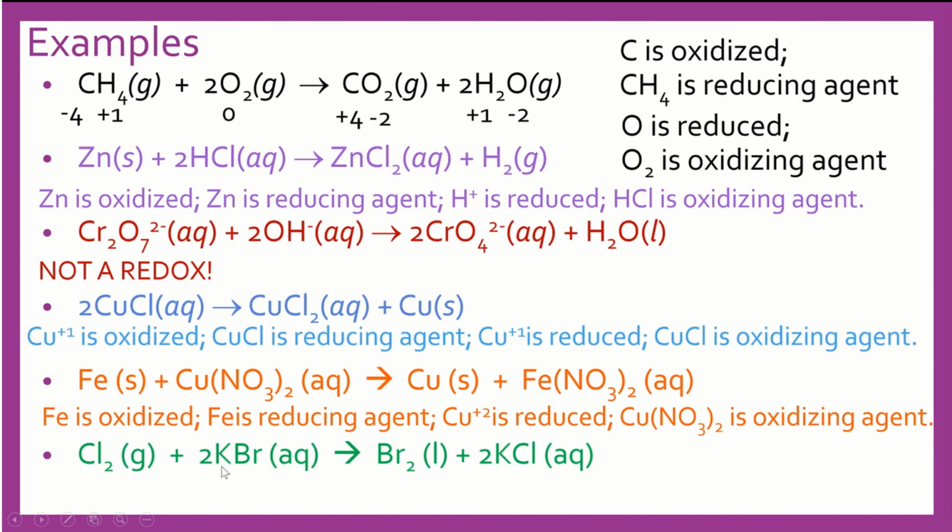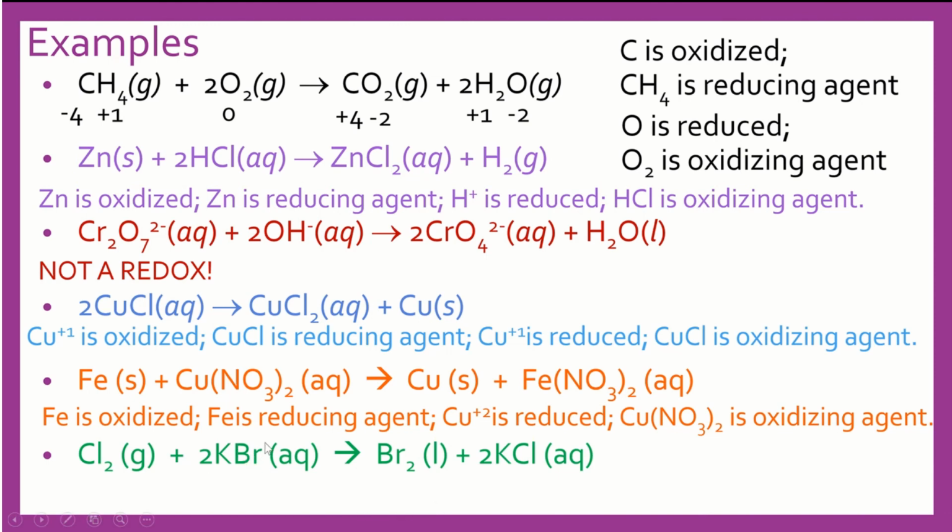Potassium has a +1 charge here. He's paired with bromine, which would have a -1 charge. And on the other side, potassium has a +1, because now paired with chloride, which has a -1. Guess what? That means potassium, K, didn't change. He started off +1, he ended at +1, neither oxidized nor reduced.